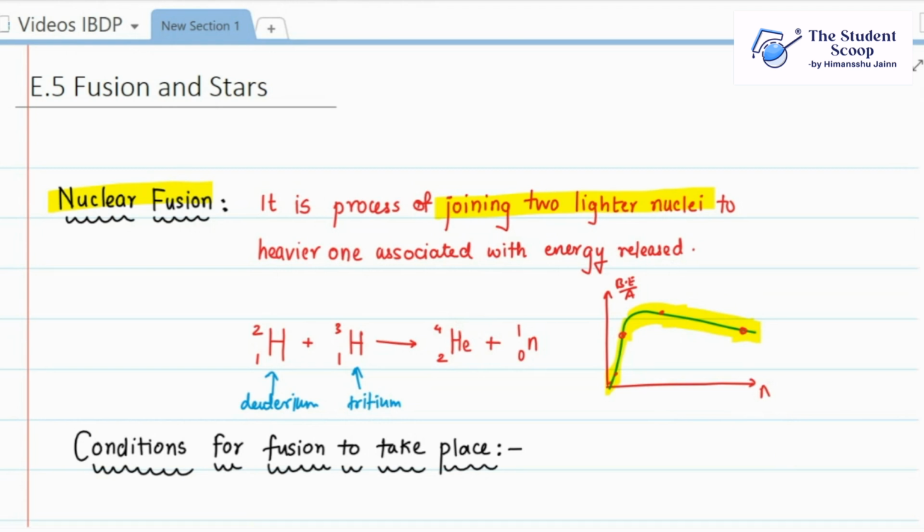Conditions for fusion are very important because those conditions are very hard to replicate on Earth. This is why we are still working on the fusion reactor. It is not a reality yet, but we are making a lot of progress in nuclear fusion reactions, and soon we will have a fusion reactor commercially available as well. But what are the conditions required for this fusion reactor?